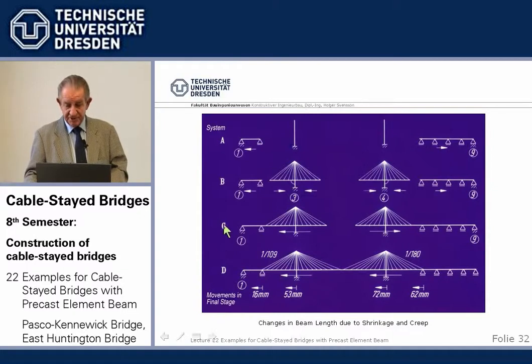I mentioned to you that we have changed fixed points. In the very end, that's a fixed point, and all movement goes to the fixed point. However, when we start, there's no connection. We have a fixed point here and a fixed point there. And so the shrinkage and creep moves temporarily in this direction.